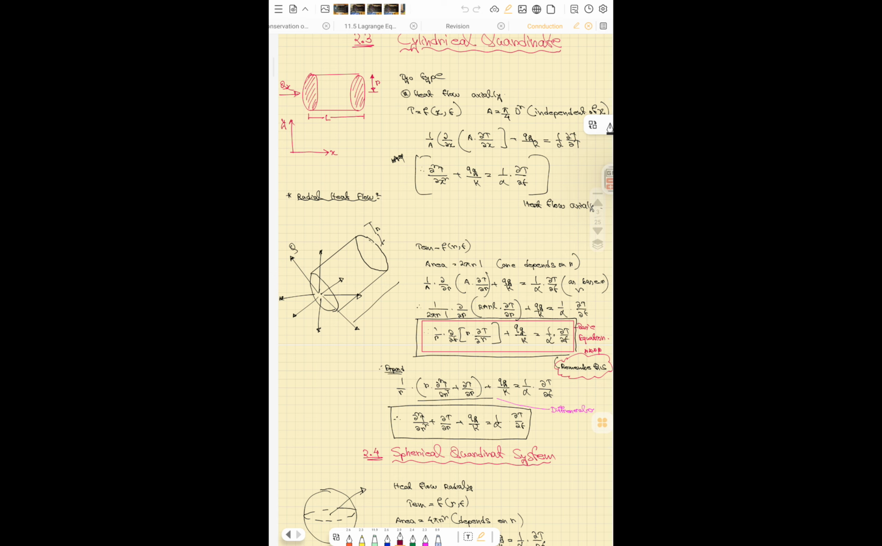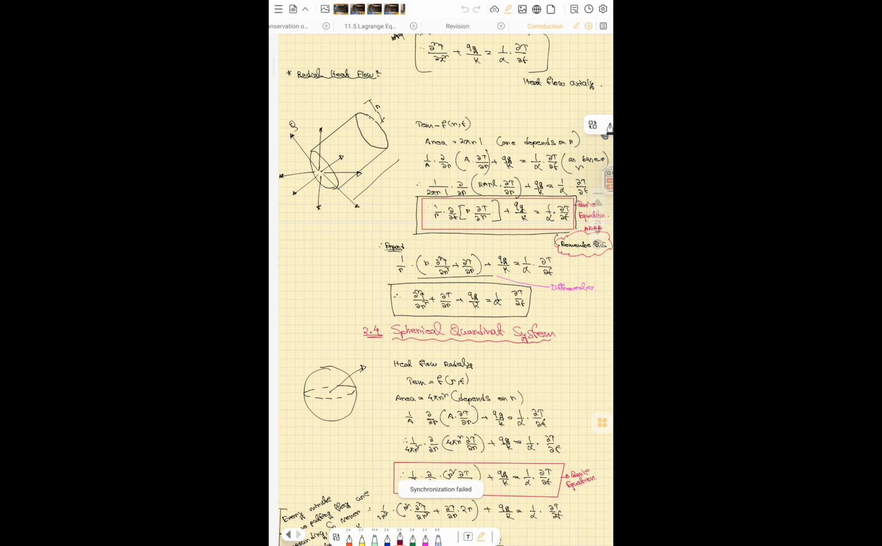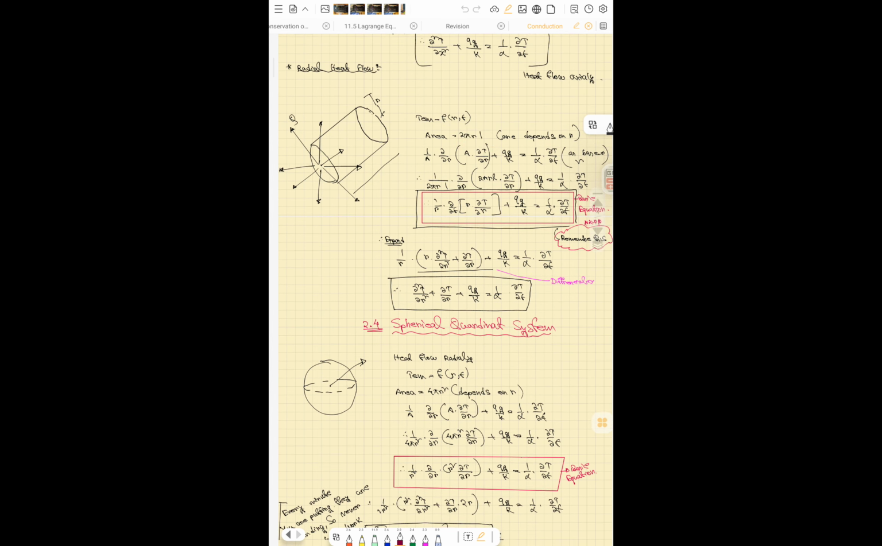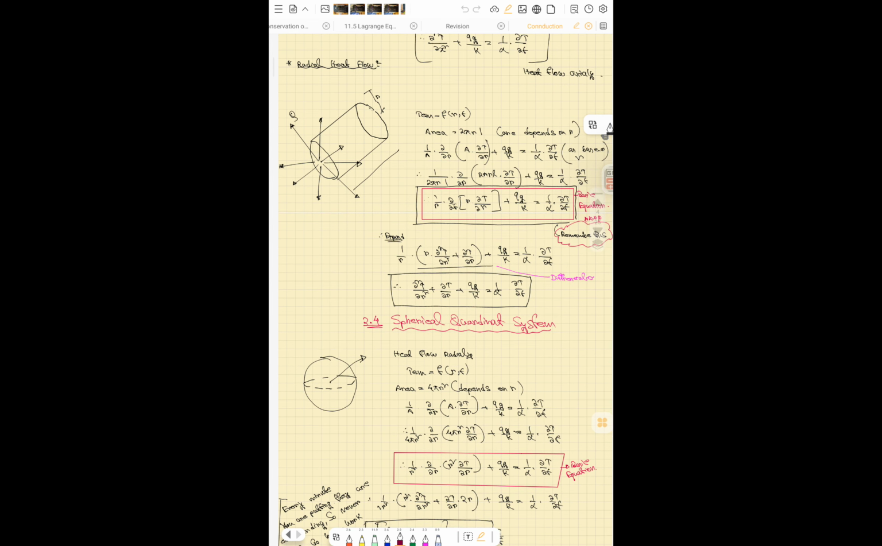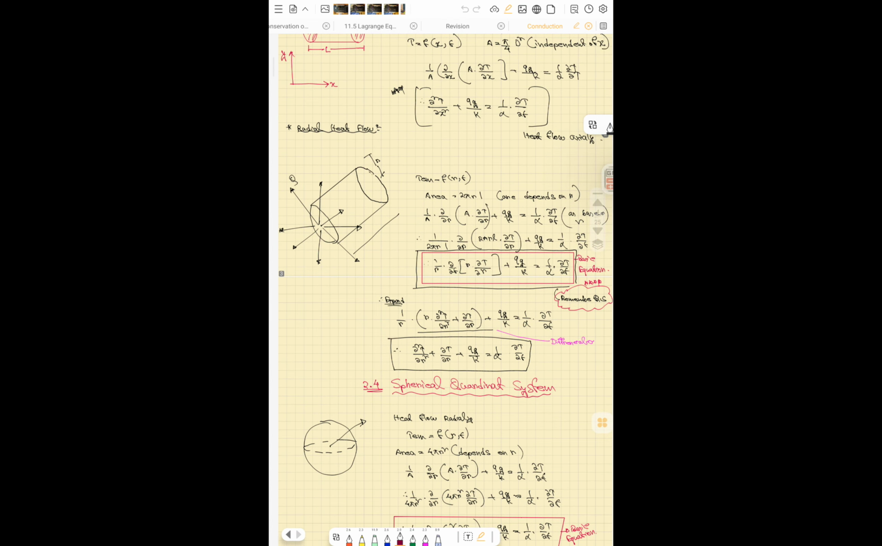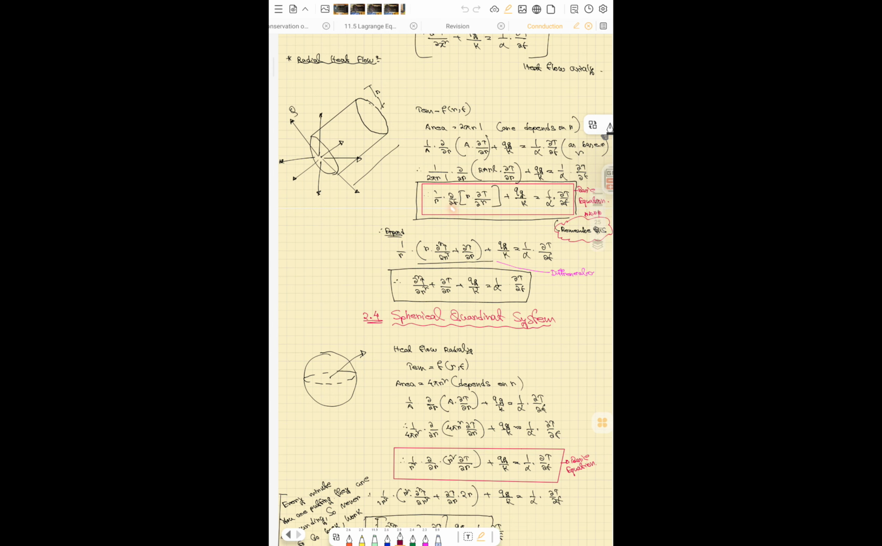1 by A d by dx into A into dT by dx plus qg by k. This is the equation, and then the final heat transfer equation will be d square T by dx square plus qg by k equal to 1 by alpha dT by dt. Okay, radial flow, the area is 2 pi r L, which is a different heat transfer equation. It is 1 by r into d by dr of r into dT by dr plus qg by k equal to 1 by alpha dT by dt.